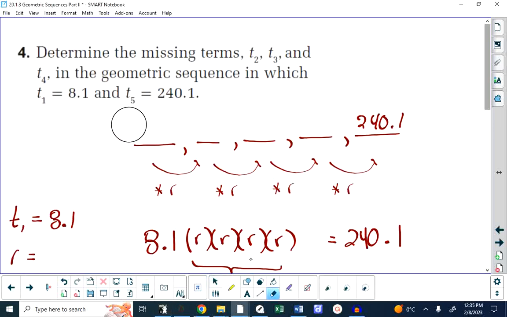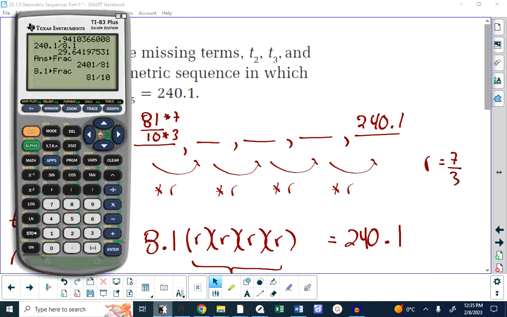And I would just challenge you to say that if I multiply by, we said r was 7 over 3. Is that right? Then I multiply the top of that fraction by 7 and the bottom by 3. And if I continue to multiply the top by 7 and the bottom by 3, I should get to 40.1 eventually. So 81 times 7 is 567 over 30.